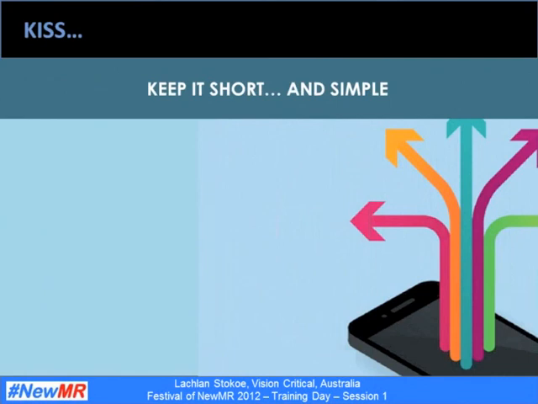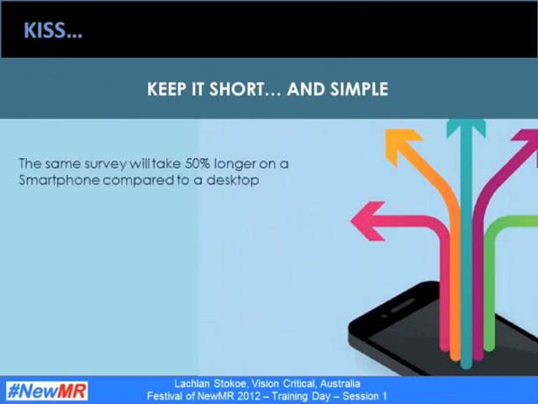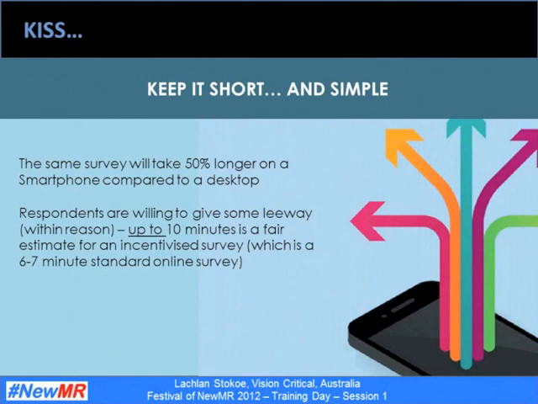Research conducted on mobile devices should also adhere to a slightly modified KISS principle. That is, keep it as short and as simple as is necessary to answer your key objectives. Research on research that we have run at Vision Critical has confirmed that the same survey will take 50% longer on a smartphone compared to a desktop. In terms of an appropriate length, respondents are willing to give some leeway within reason, up to about 10 minutes is a fair estimate for an incentivized survey.